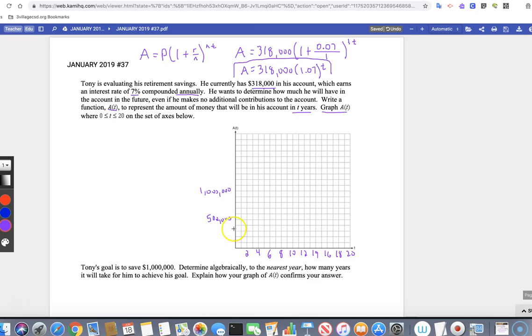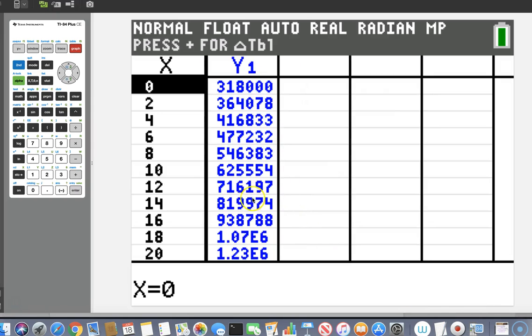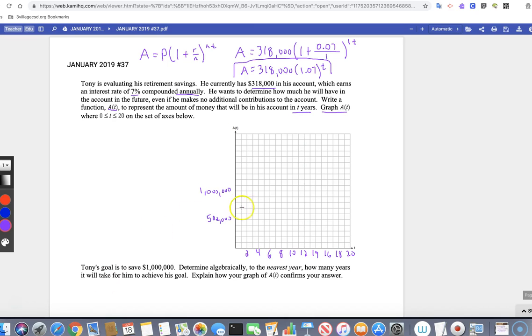And labeling these as such would identify the fact that I'm scaling my x-axis by, my y-axis by 100,000. So now with my y-axis scaled and my x-axis scaled, again, I can take each of these values and plot each point down to help draw up my graph. So I'll do that now.